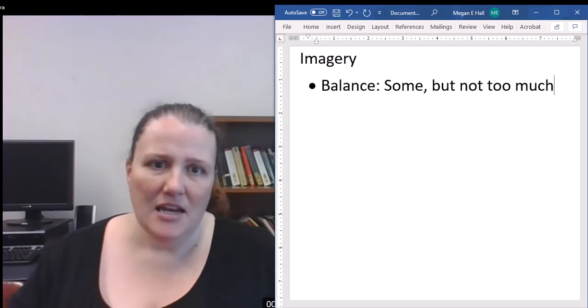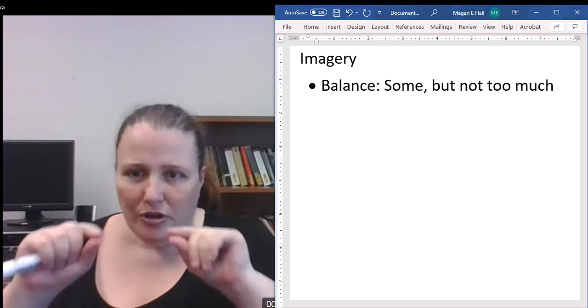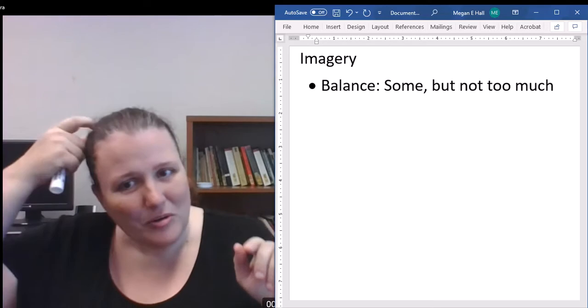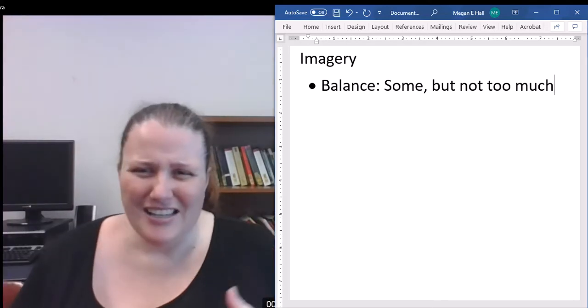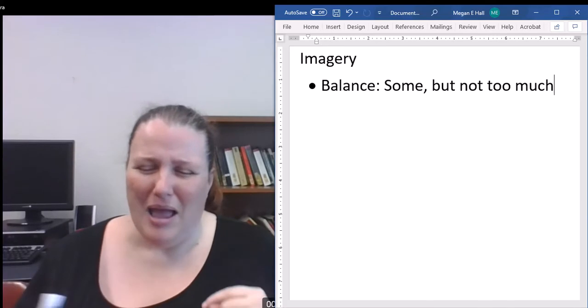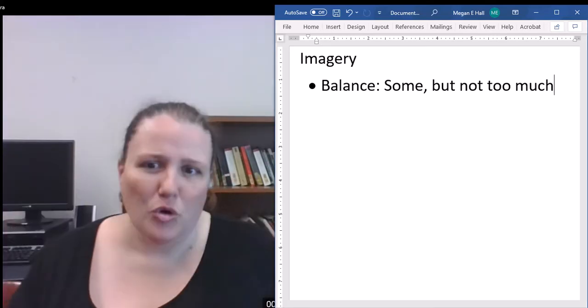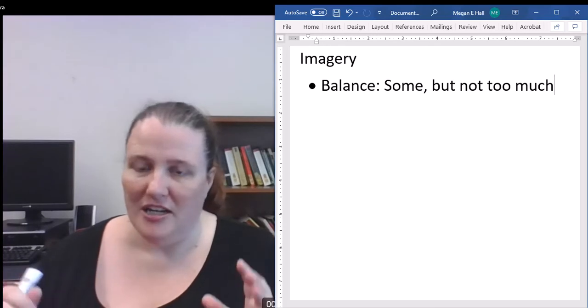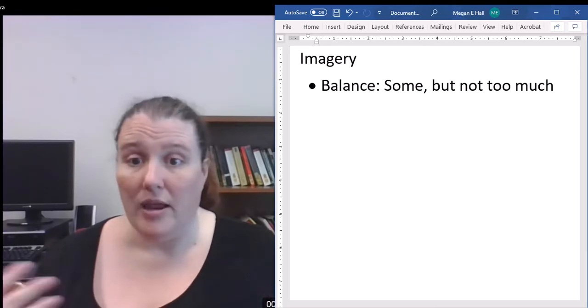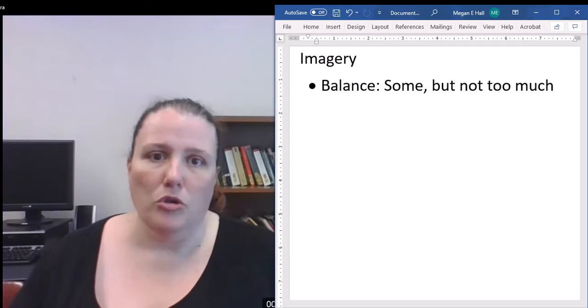I find that a lot of newer authors are kind of on either side of this spectrum. Either they really have no imagery and they need it for things like setting details, characterization, helping the reader picture the story in their mind. And other people have so much that it takes over the story and it gets in the way of the plot. And so you want to have a balance.